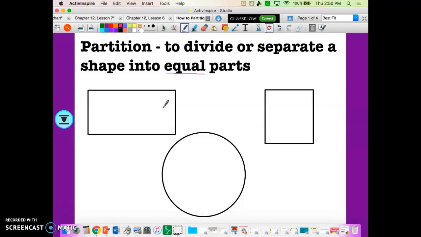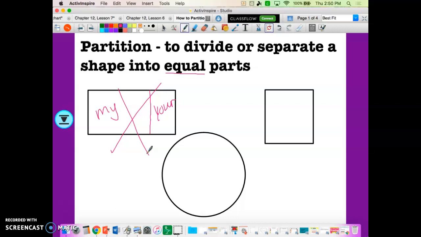But if I were to take this brownie and I were to cut it here or partition it there, and this was my piece and this was your piece, is that fair? They were quick to tell me, no, that's not fair. And I said, you're right, because they're not equal. They're not the same size. So to partition it means we're going to cut it into equal parts. And this is not an example of equal parts.